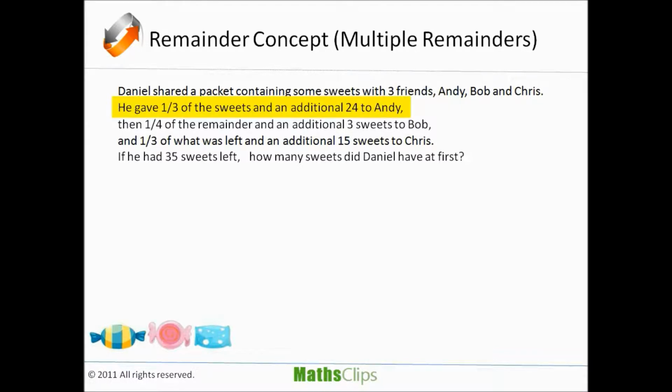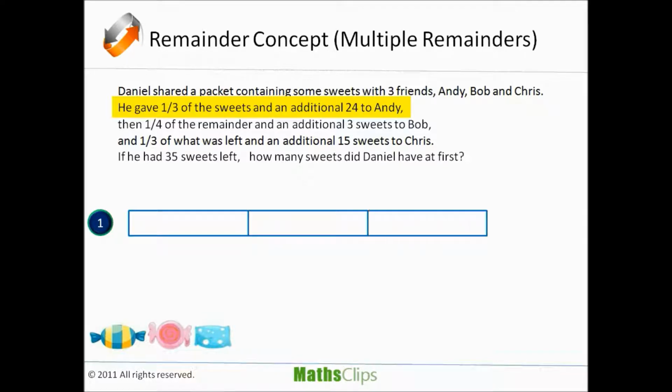So we'll start with the sentence that gives us a relationship. He gave 1/3 of the sweets and an additional 24 to Andy. So the first step is to draw a model with 3 equal parts. He gave 1/3 of the sweets, so that's one part, and an additional 24 to Andy. So that's the total.